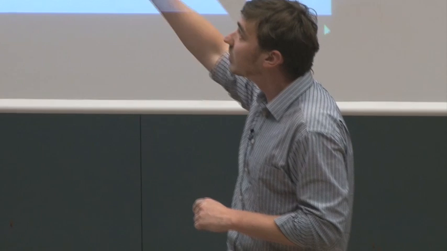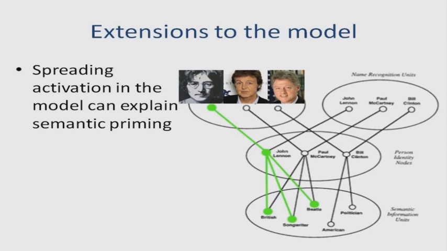Burton and colleagues explain that in their model by this idea of activation spreading through the network. You recognize John Lennon, the face recognition unit for John Lennon's face starts activating, and the activation spreads down to the personal identity node, which is linked to information about John Lennon, such as he's British, he's a songwriter, and he's a Beatle. The important thing is that that activation then feeds back up to other units which are connected to that information. So it feeds back up to Paul McCartney, who is also British, a songwriter and a Beatle.